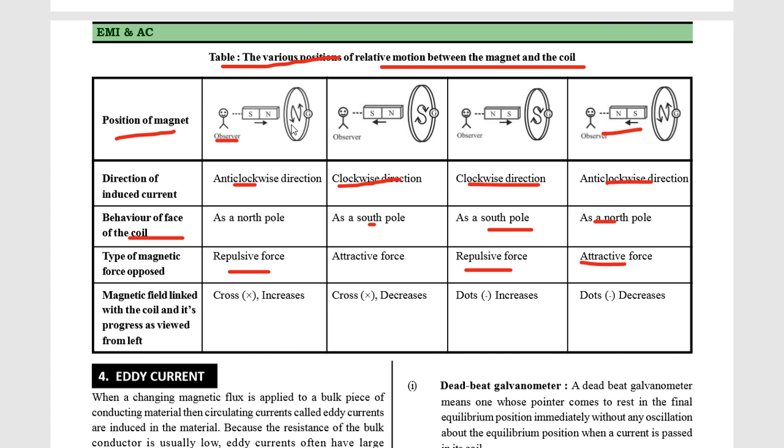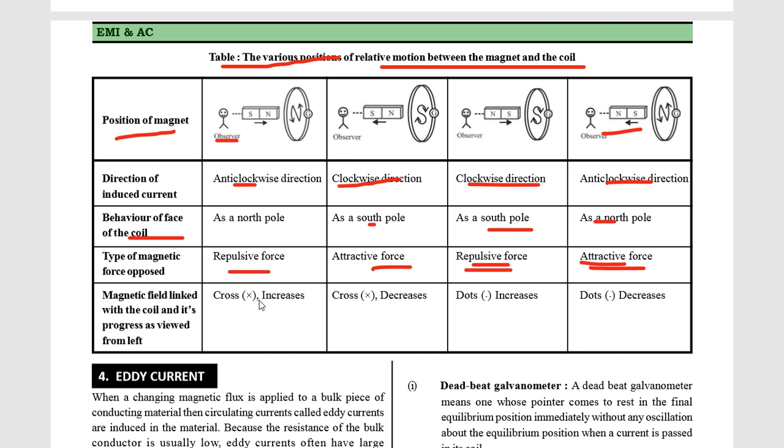Repulsive force: here this N and N, so there is repulsion, so these two repel each other. Attractive force: because this south and this north are opposite in nature, there is an attractive force here. South and south pole, so this one is also a repulsive force. And the last one is attractive. Okay, magnetic field linked with the coil and its progress as viewed from the left.